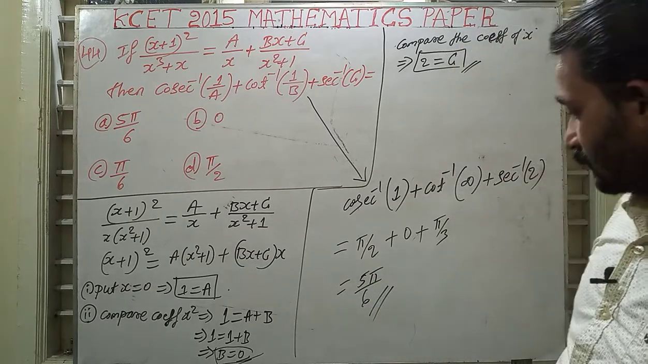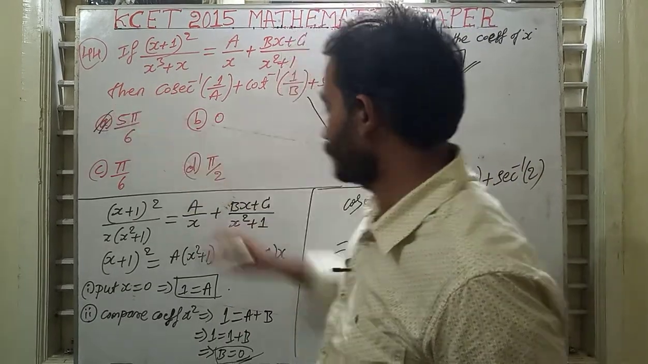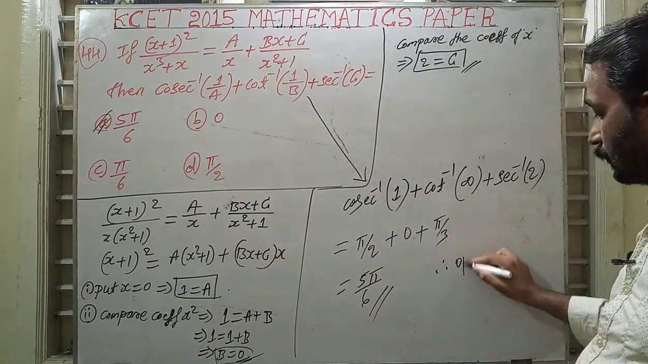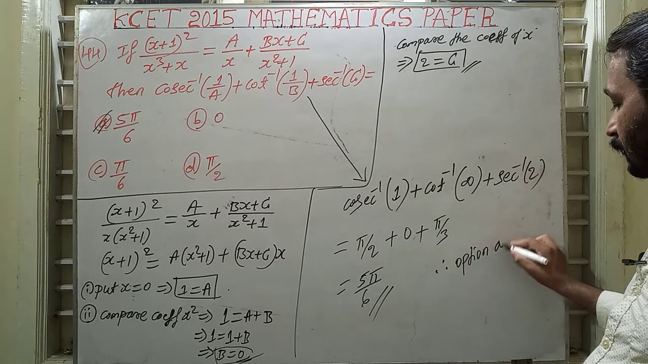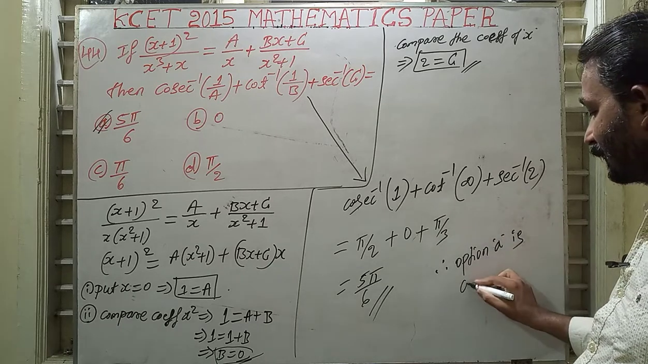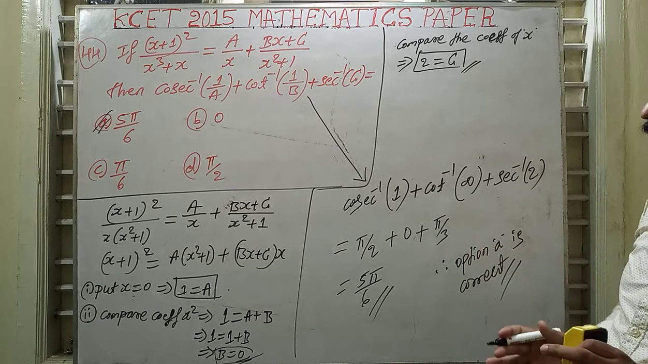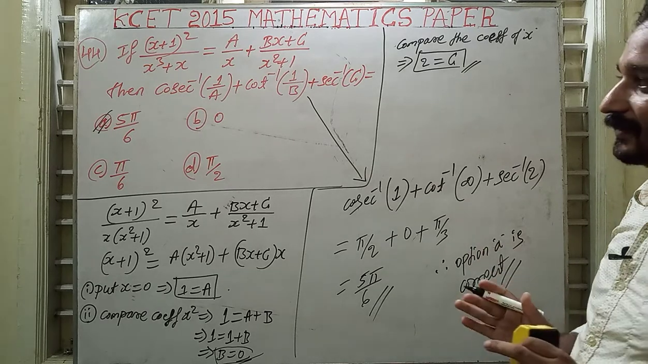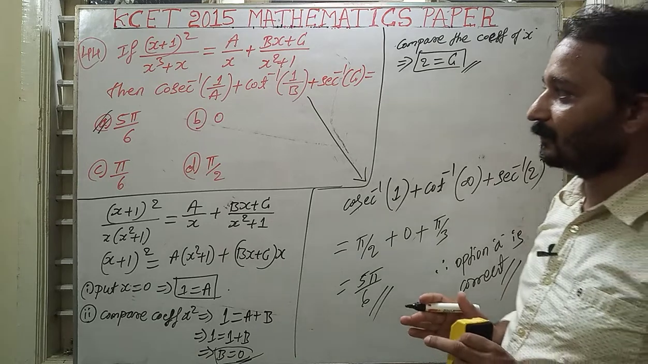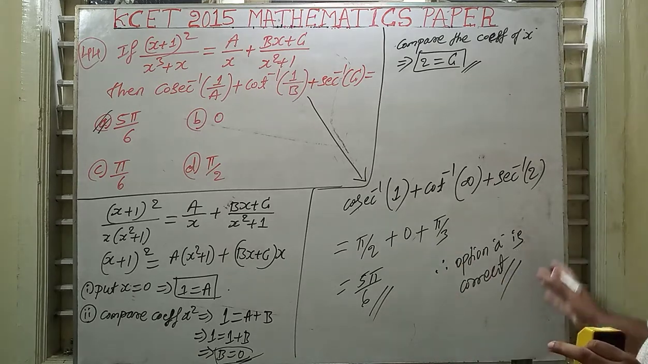So which option is correct? Option A is correct. Therefore option A is correct. So this is a medium problem. Most students attend this question easily. Okay, so take down.